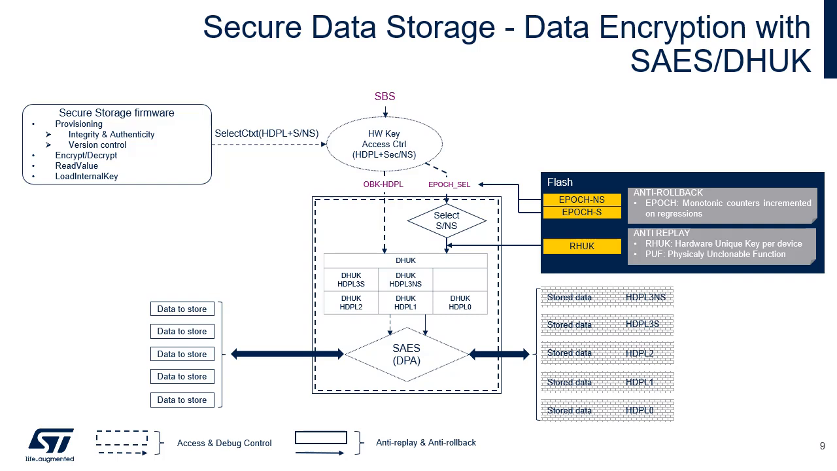Epoch NS is automatically incremented on partial regression and full regression. Epoch S is automatically incremented on full regression. Debug authentication guarantees the incrementation of these counters. The epoch value is used in the process of the DHUK, and these counters allow the support of anti-rollback, as even if data are not erased, they will be no more retrievable.